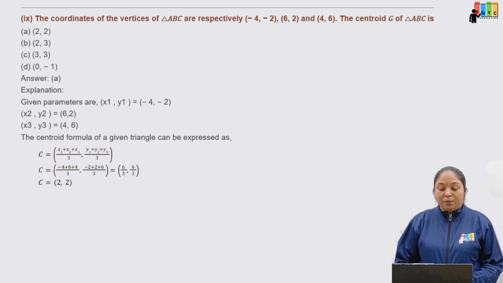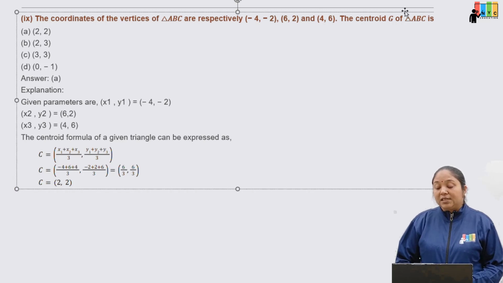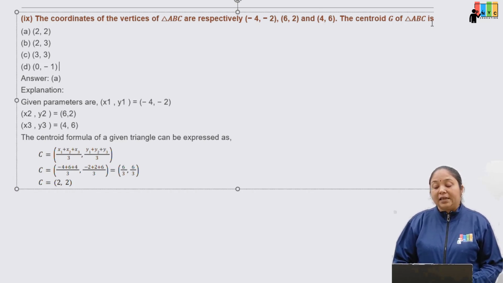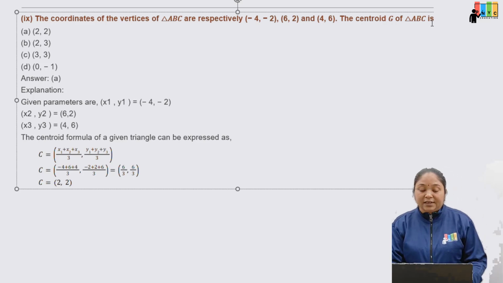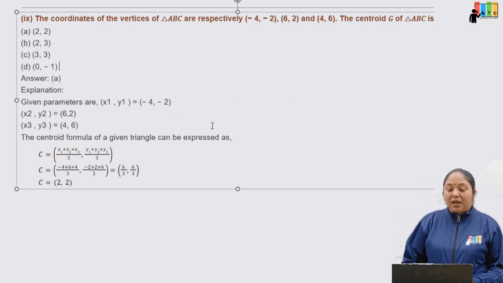Let's move on to question number 9. The coordinates of the vertices of a triangle ABC are respectively -4, -2, 6, 2 and 4, 6. The centroid G of the triangle is. Now, what is the formula for centroid? You need to find out the coordinates, that means x coordinate and y coordinate. For x coordinate, what is the formula? x1 plus x2 plus x3 upon 3, and for y coordinate y1 plus y2 plus y3 upon 3.